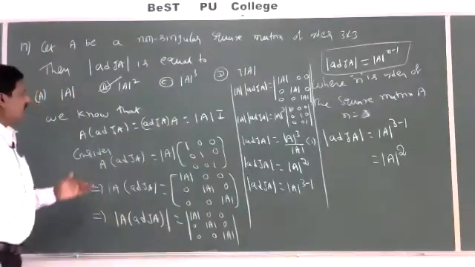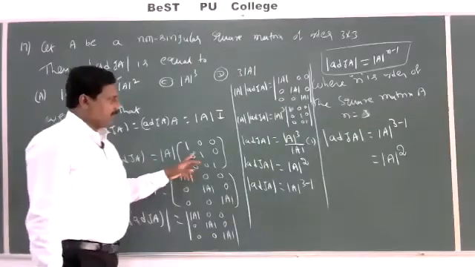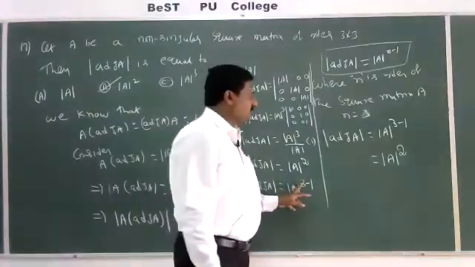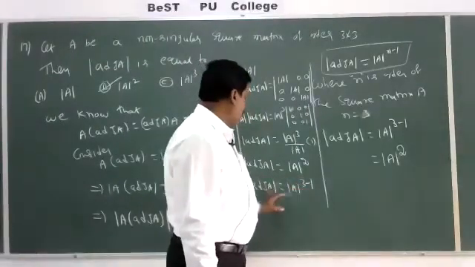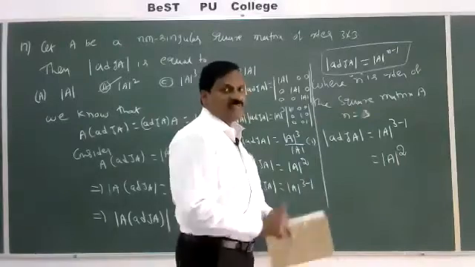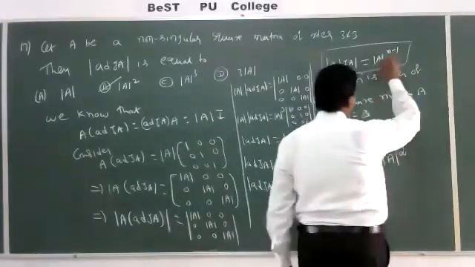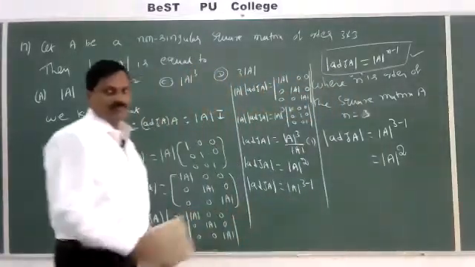Why we have taken a 3 by 3 matrix here: that is why the n value is 3. If you take an n by n matrix, the determinant of adjoint A becomes det A whole power n minus 1. This formula, determinant of adjoint A equal to det A whole power n minus 1, note it down.